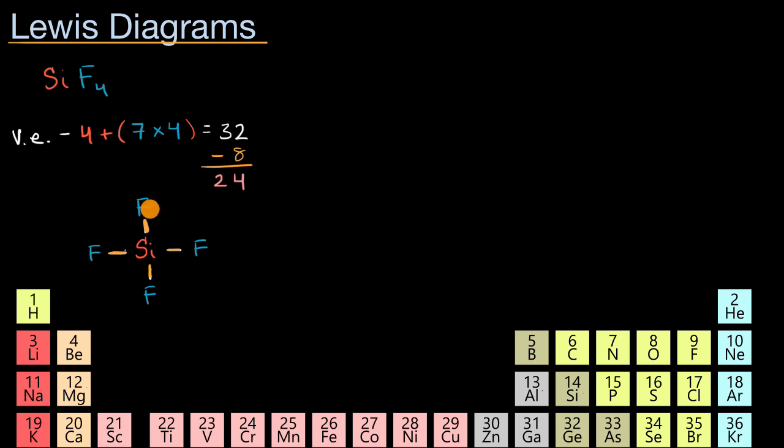Hydrogen, you just need to get to 2 in that outer shell. But fluorine, you want to get it to 8. It already has 2 that it can share, so it needs 6 more. So let's add that. 2, 4, 6.